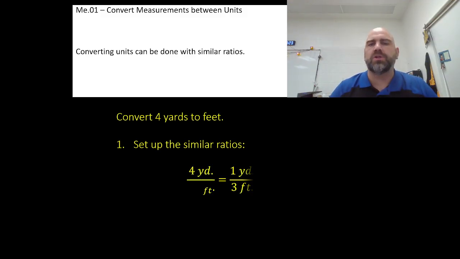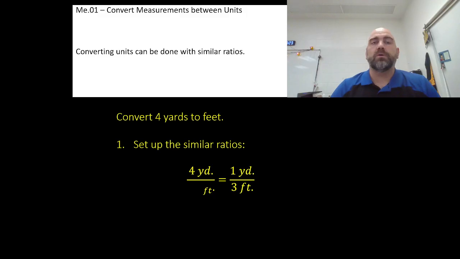This is what it's going to look like, and I'm going to explain this as much as I can. On the left-hand side, we have this ratio where we are dealing with what we are given. That's the 4 yards. And on the denominator, we're looking for what we are trying to find that is equal to 4 yards. So 4 yards is equal to how many feet? That's what we're going to do in that first ratio from top to bottom.